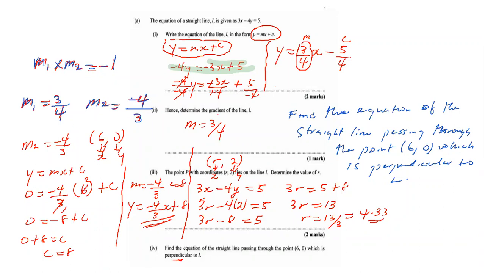And when they say one line is perpendicular, all you do is flip the original one and put a negative sign. And that will give you a new gradient. And with the new gradient, you use it to go and find the C and write the new equation.